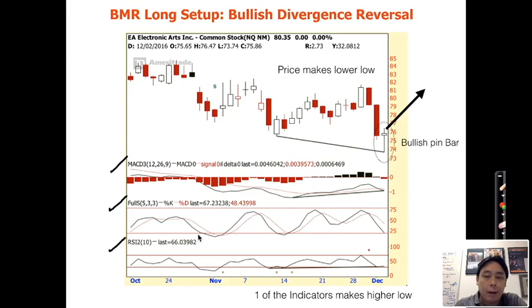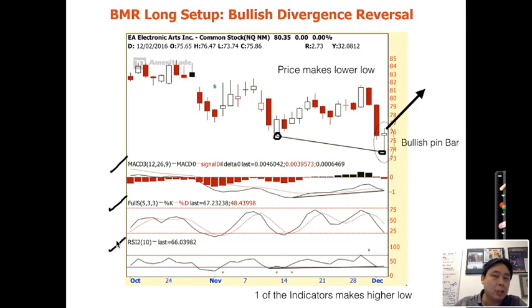Okay. Now, what we want to see is we want to see the price trend making a lower low, like in this case. But we want to see at least one of the indicators showing a divergence.